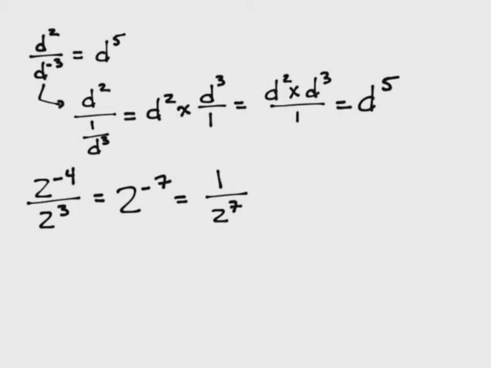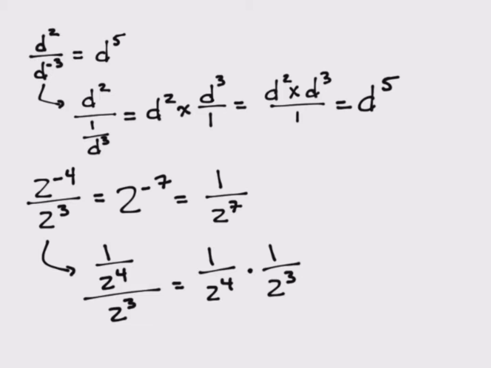Or you could use the definition of negative exponents and rewrite 2 to the negative fourth as 1 over 2 to the fourth, all over 2 to the third, which is the same thing as 1 over 2 to the fourth multiplied by the reciprocal of 2 to the third, namely 1 over 2 to the third. And we end up with a fraction, 1 over 2 to the fourth times 2 to the third, which is, of course, 1 over 2 to the seventh.